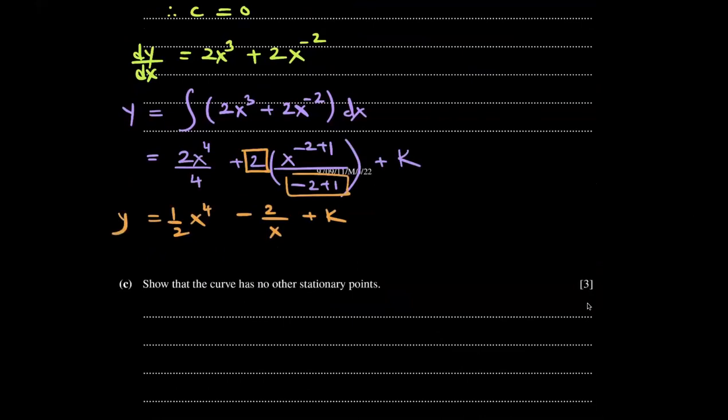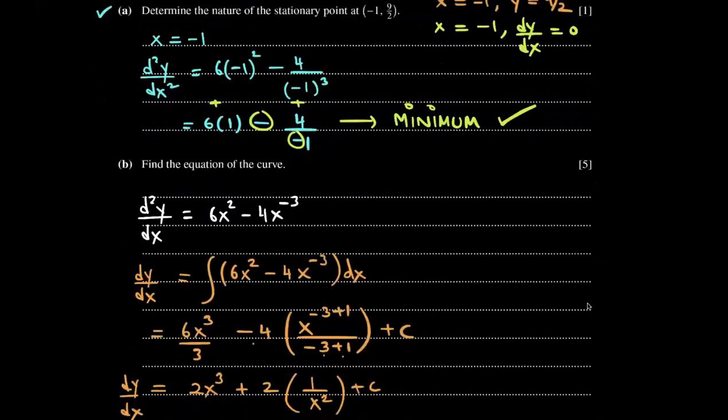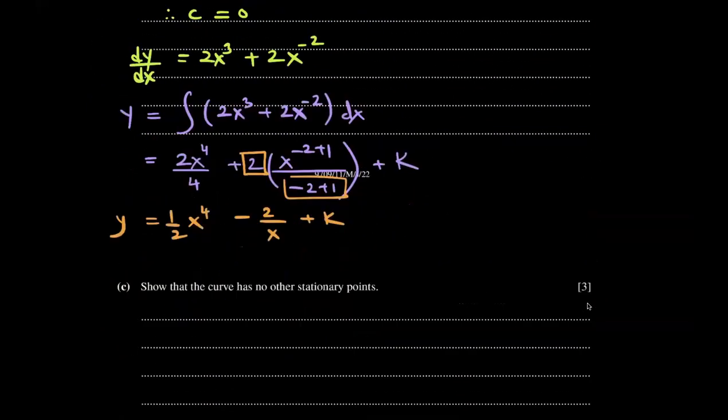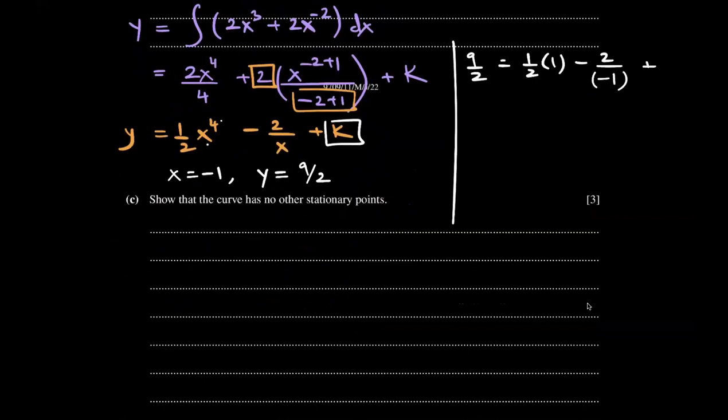This is y. Now, what is the other condition that we have? x is negative 1, y is 9 over 2. Let's evaluate k. So let me do it at this corner. Therefore, 9 over 2. And negative 1 raised to the power of 4 will become positive. So this is half into 1. And this is minus 2, and this is dividing by negative 1. This will also become positive, plus k. So this is 9 over 2, and this is half, and this is plus 2, and this is k. So we need to find the value of k.